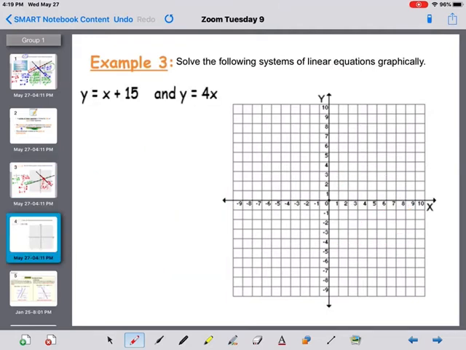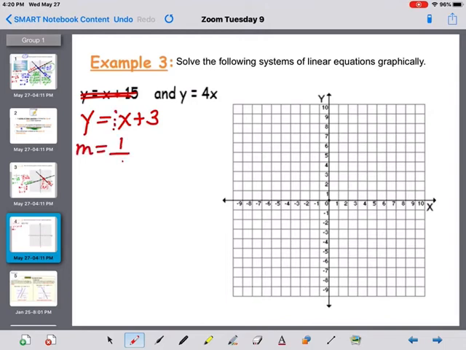Okay, if I take a look at one last problem, we have y equals x plus 15, which actually I'm going to change because I can't fit 15 on that coordinate plane. It only goes up to 10. So why don't we make this equation y equals x plus 3. Okay, so these are both already in slope-intercept form, which makes things easier.